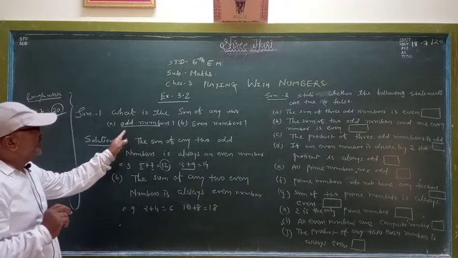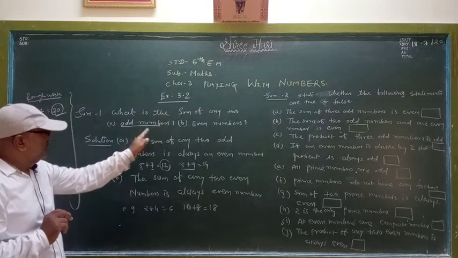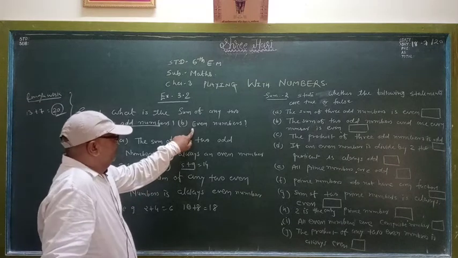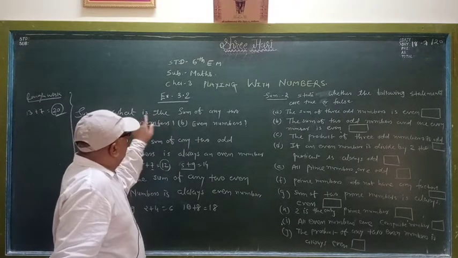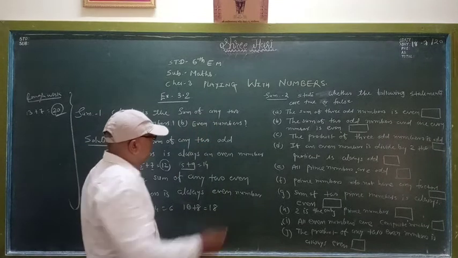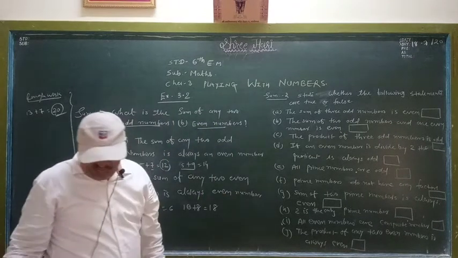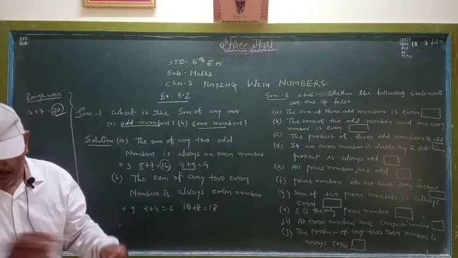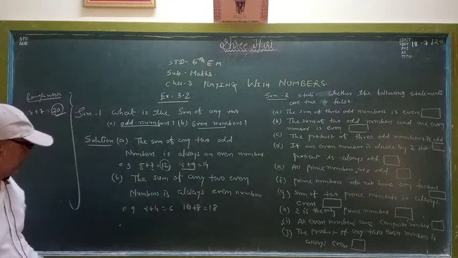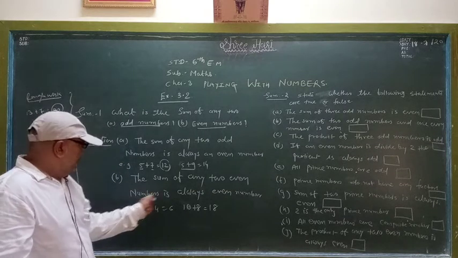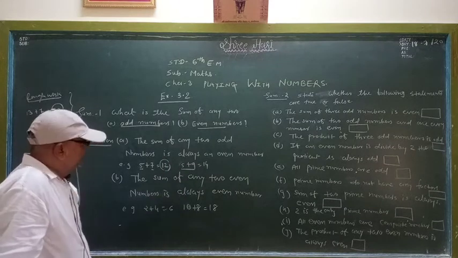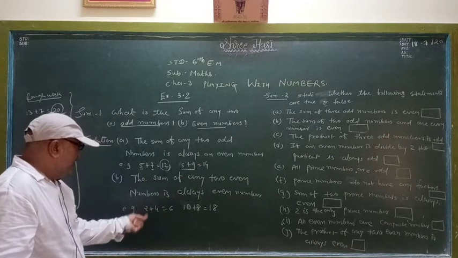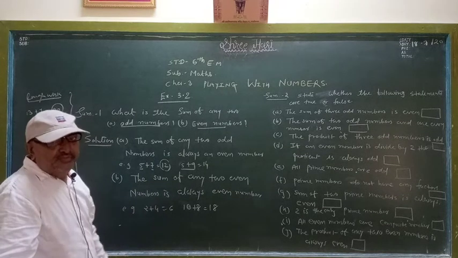So what is the answer? What is the sum of any two odd numbers? Even numbers. Now the second one, B. What is the sum of any two even numbers? If I do the sum of any two even numbers, the sum of any two even numbers is always even. The sum of two odd numbers is even, and the sum of any two even numbers is also even.